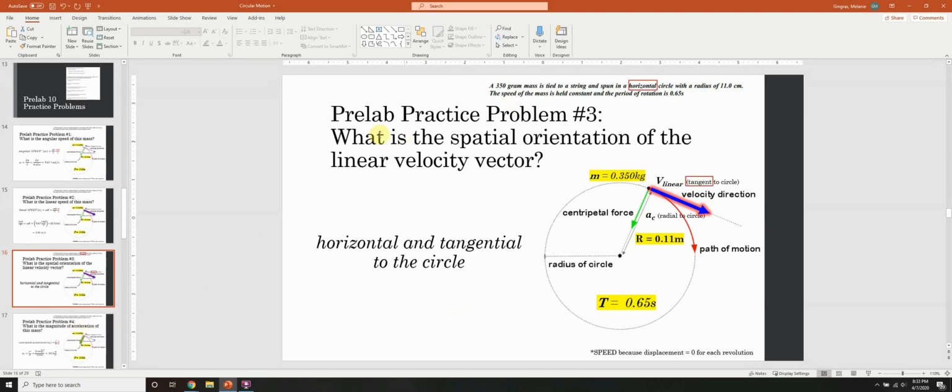Number 3, what is the spatial orientation of the linear velocity vector? So once again, it's highlighted because that's the one that we're talking about here. So the linear velocity vector, we can see that it's tangent to the circle, right? And if we look at the prompt, we can see that it's spun in a horizontal circle. So we also know another thing about our spatial orientation. It's a horizontal circle, and it's also tangential, so that makes the linear velocity vector horizontal and tangential to the circle.